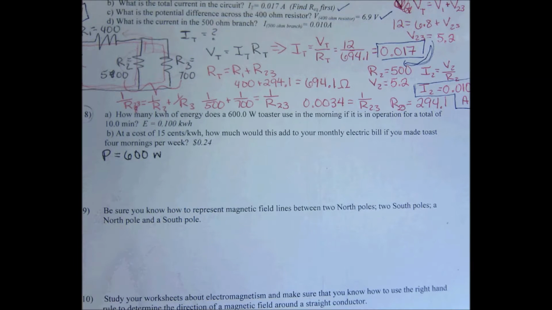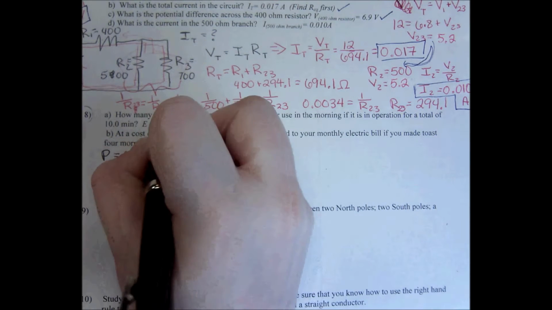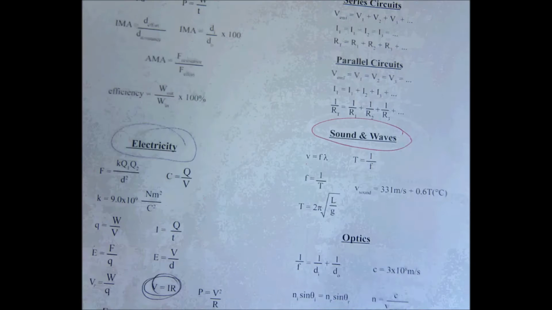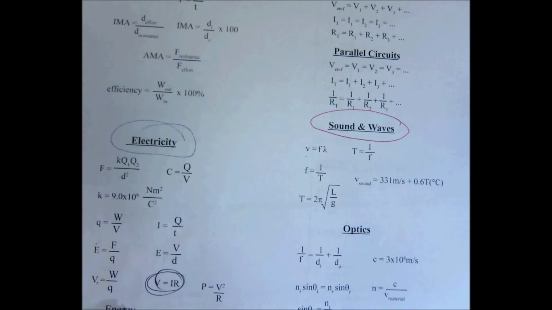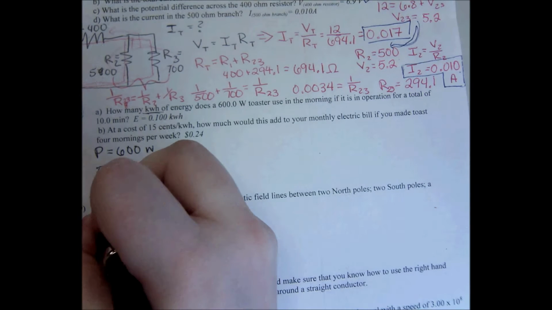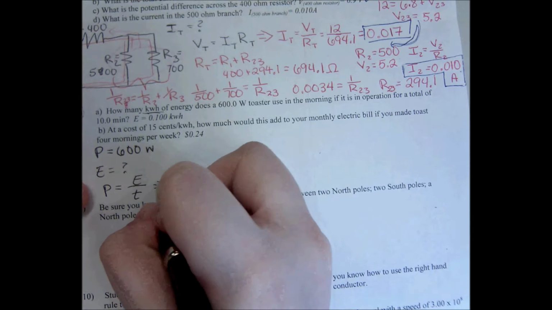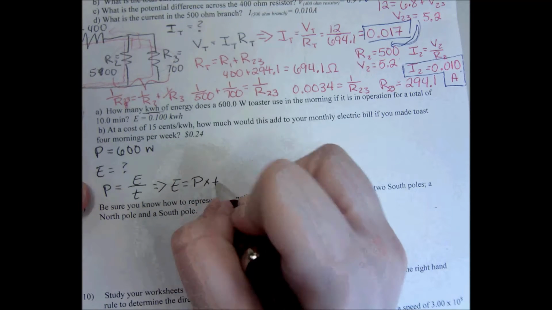Okay, so we're given the power in watts, and we're asked for energy, specifically in kilowatt hours. So if we go to the formula sheet, there is a formula that says power is energy over time. If we rearrange that for energy, energy equals power times time.